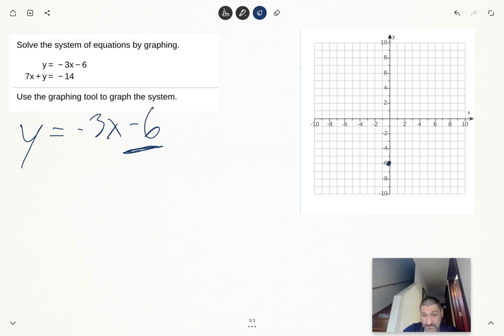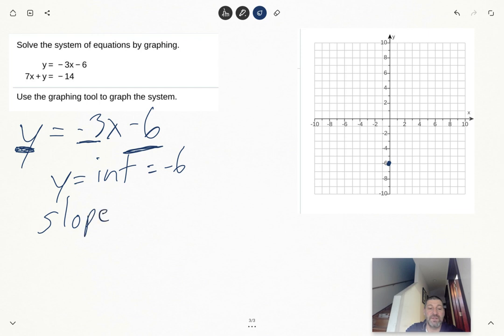And keep in mind, the only reason I can go straight to the y-intercept and the slope is because it's in y-intercept form. The y is already alone. So I've got a y-intercept of negative 6, and my slope is the number next to the x. In this case, that would be a negative 3.